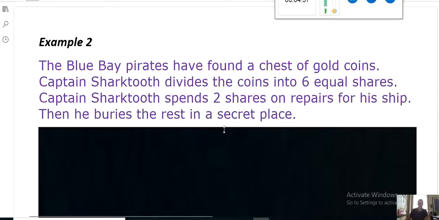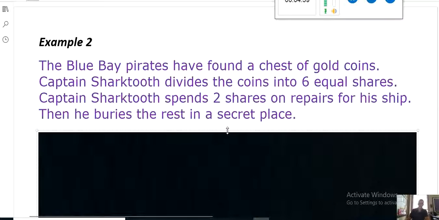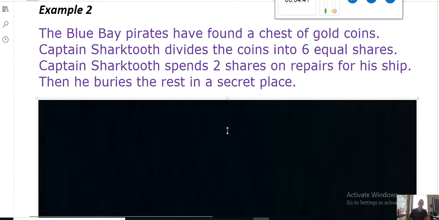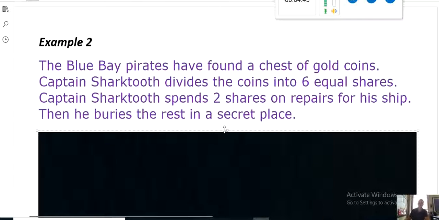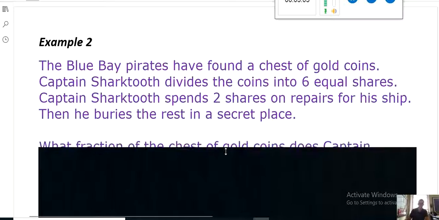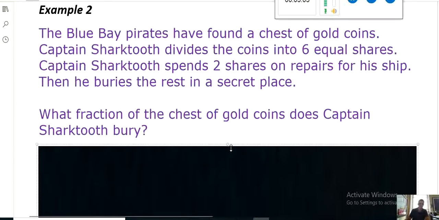Same deal, just read it through. You do not have to write down what we have in purple. So we have the Blue Bay Pirates have found a chest of gold coins. Captain Sharktooth divides the coins into 6 equal shares. So that means he split it up 6 ways equally. Captain Sharktooth spends 2 shares on repairs for his ship, and he buries the rest in a secret place. What fraction of the gold coins does Captain Sharktooth bury?